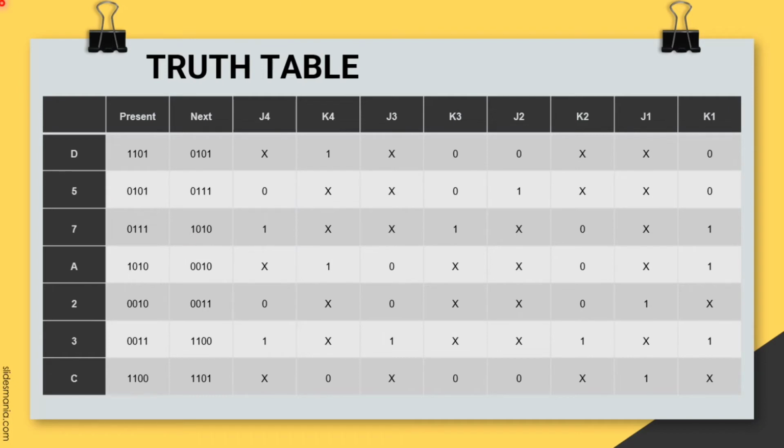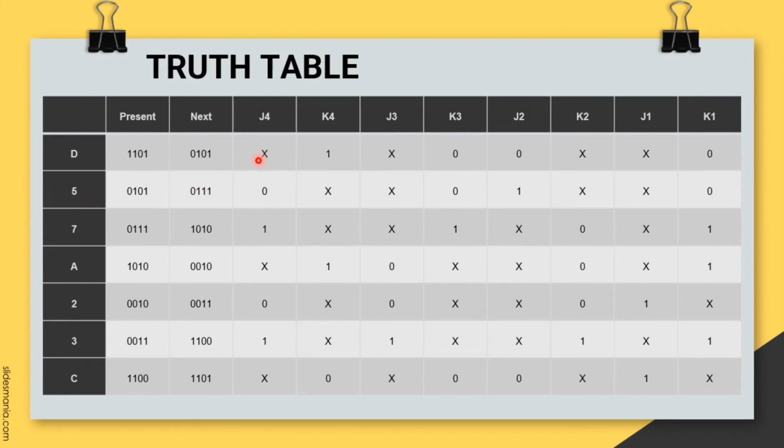Hi, I'm Muhammad Akmal Hakim. So this is our truth table that we constructed. On this side is the counter that we chose for this project. Present state is the binary number for the counter. Next state represents the next number of the counter. After D is number 5.